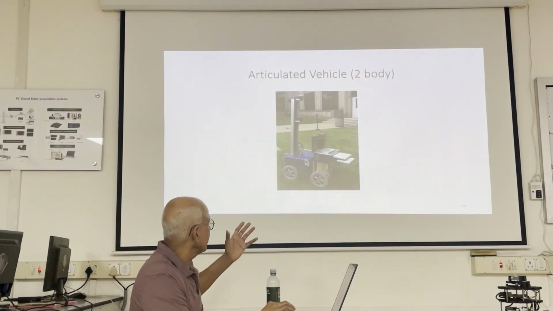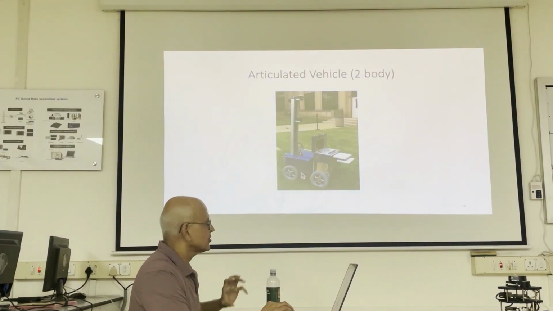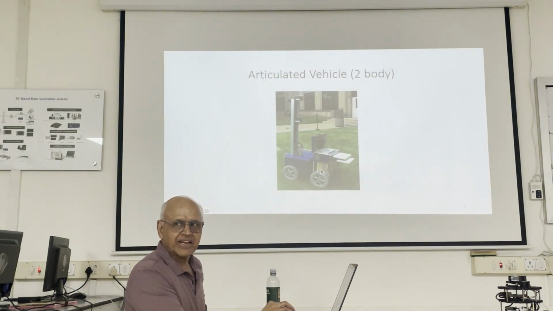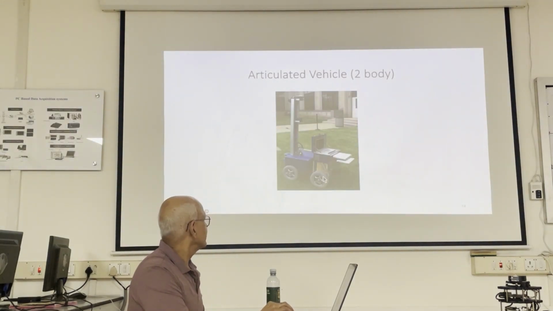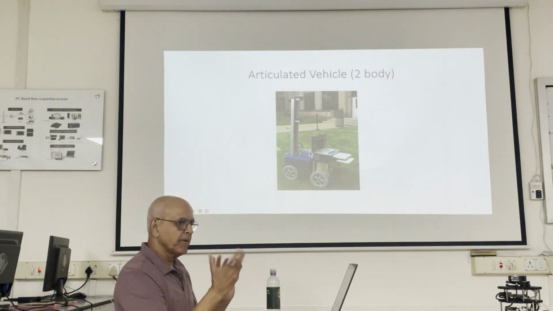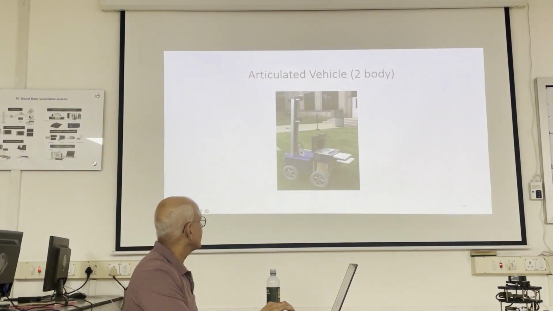And this is where we got really professional. This was our first really solid vehicle. This is a 2-body vehicle. It's known as an articulated vehicle. This is the front and this is the rear. There is a link here. See the link here? Yeah. And it can pivot. There is a pivoting joint here.